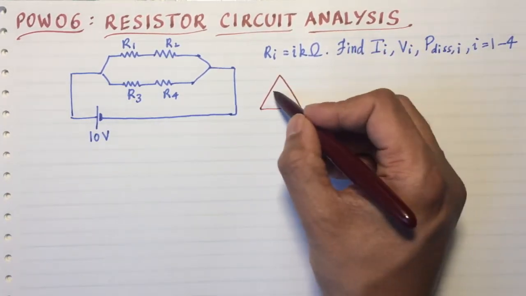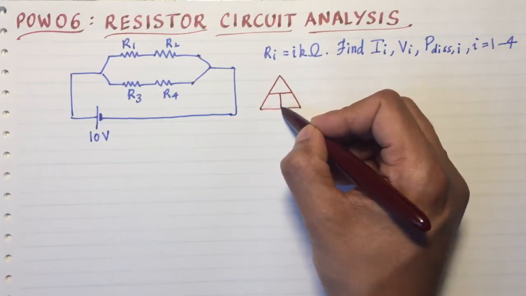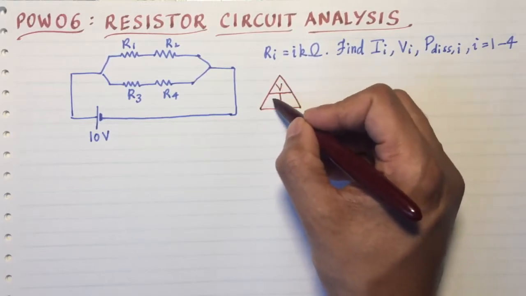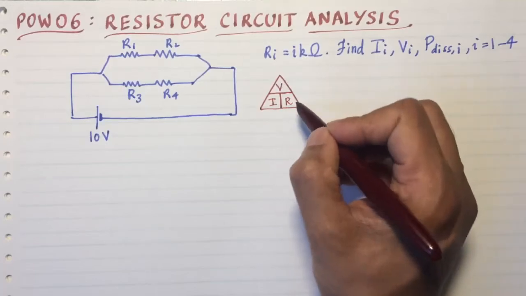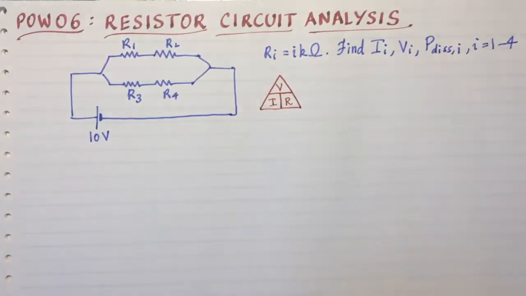We can use the method of tree analysis and apply Ohm's law to each tree element. Let's recall what Ohm's law is. You can recall this using the following mnemonic device: V equals IR, I equals V over R, R equals V over I.